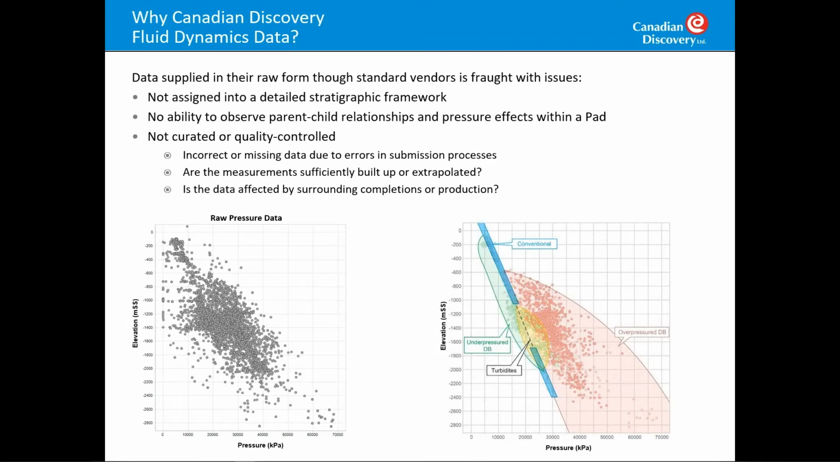So now let's take a look at some pressure data within the Montney. Data supplied through standard vendors tends to be the pressure data obtained through the Alberta Energy Regulator or the BC Oil and Gas Commission. If we exported this pressure data as is and put it on a graph, it would look something like this graph on the left. As you can see, there's no way to differentiate the data either geographically or by zone. It's all Montney. There's lots of scatter. Without looking through the data in detail, it's tough to figure out what's usable. We don't know if the measurements are sufficiently built up or extrapolated, or if the data is affected by surrounding completions or production.